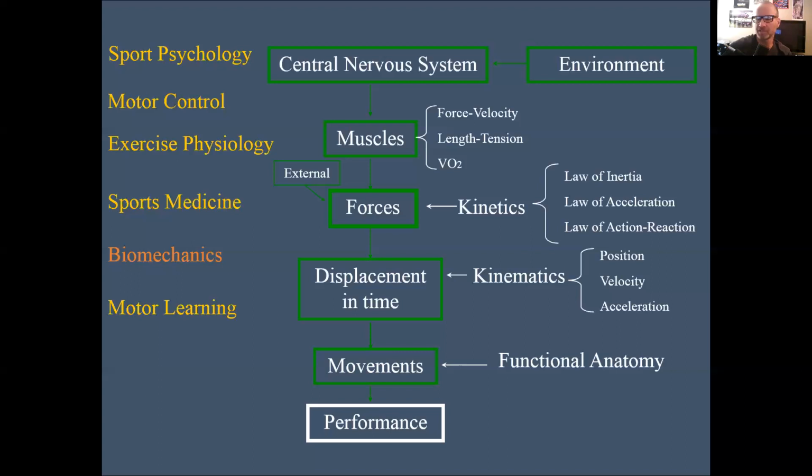Okay, I'm trying to advance my slide, and it's not advancing. Okay, here we go.